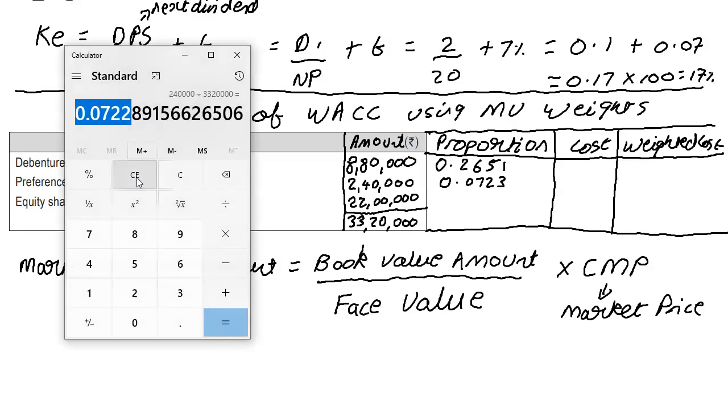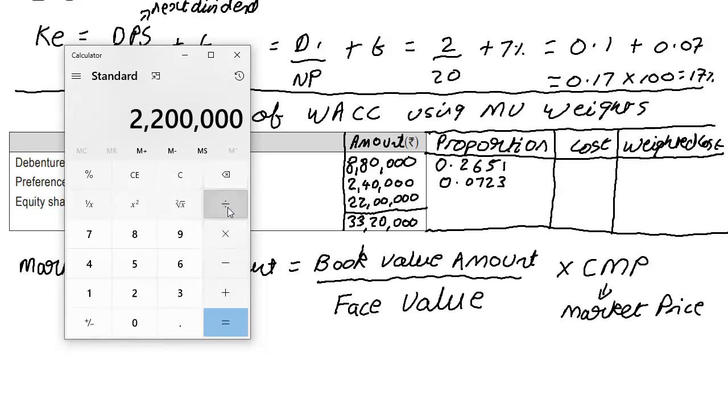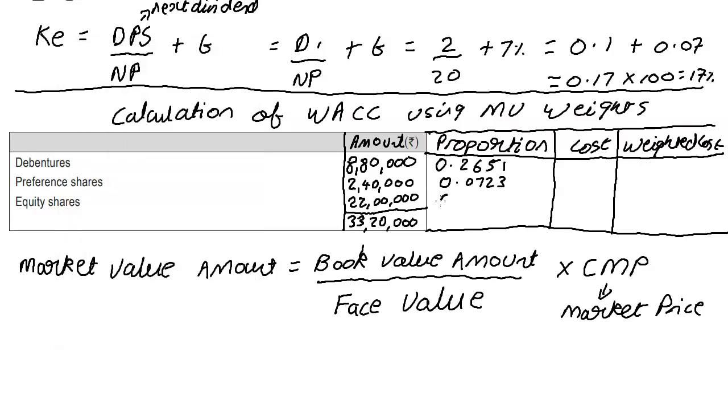Then the next one we have 22 lakhs. Okay, so that's 22 lakhs upon 33,20,000, which gives us 0.66265, and therefore I'm going to write it as 0.6627. Keep in mind, if your final answer varies from the answer in the solution, even then you do not have to worry, as long as yours is more accurate. The more decimal places you take, the more correct you are likely to be.